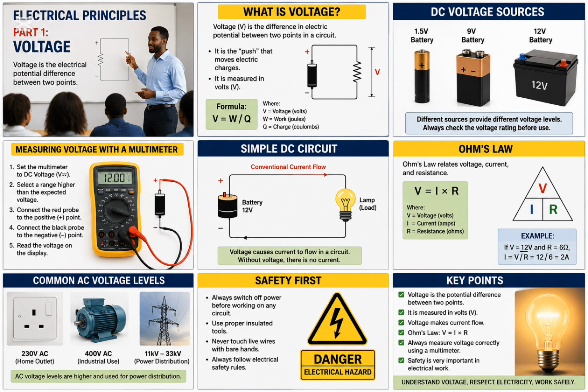The symbol for voltage is the letter V, and the unit of measurement is called the volt. For example, when we say a battery is 12 volts, it means the battery can provide a pressure of 12 volts to push current through a circuit.